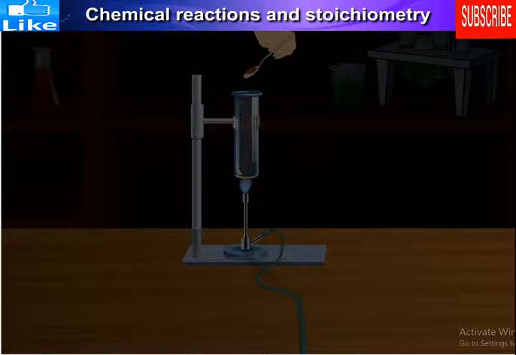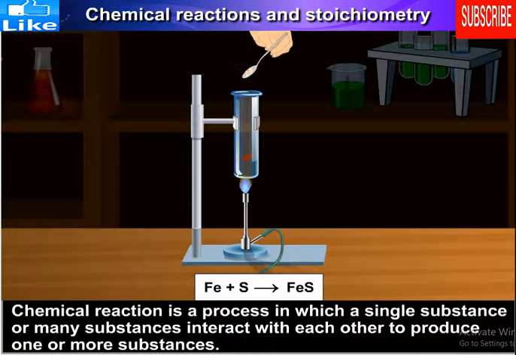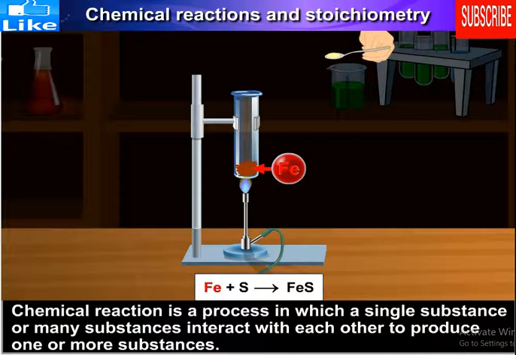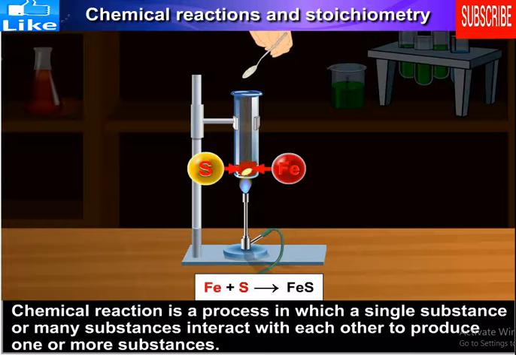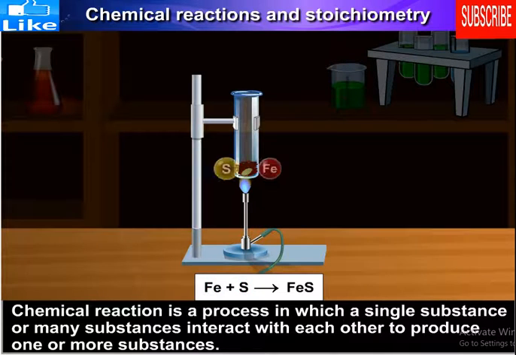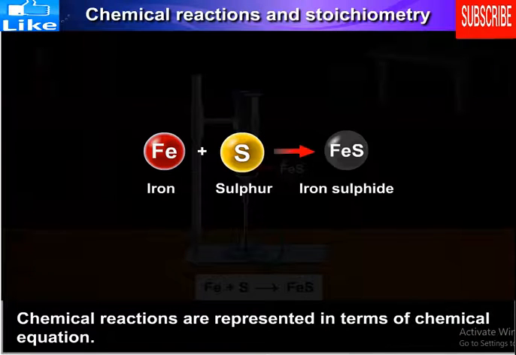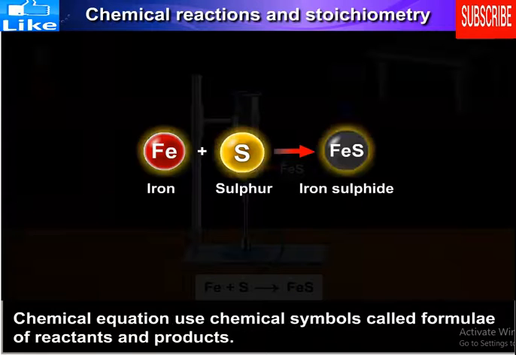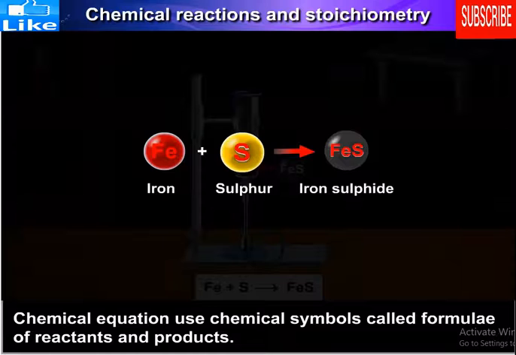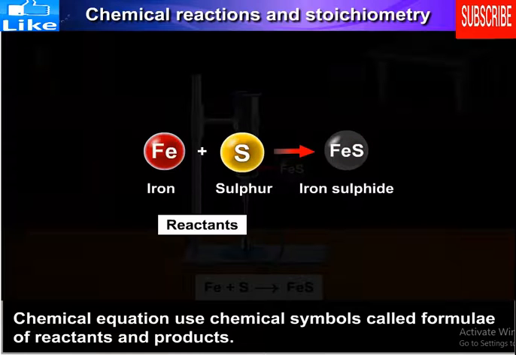Chemical reactions and stoichiometry. A chemical reaction is a process in which a single substance or many substances interact with each other to produce one or more substances. Chemical reactions are represented in terms of chemical equations. Chemical equations use chemical symbols, called formulae, of reactants and products.